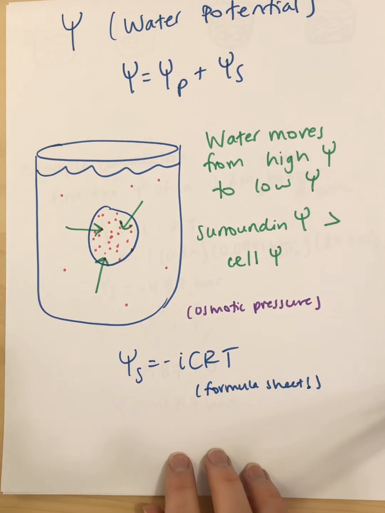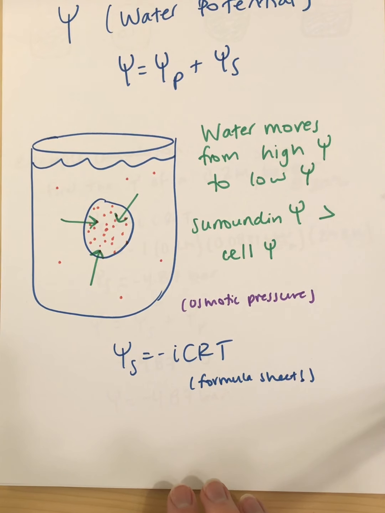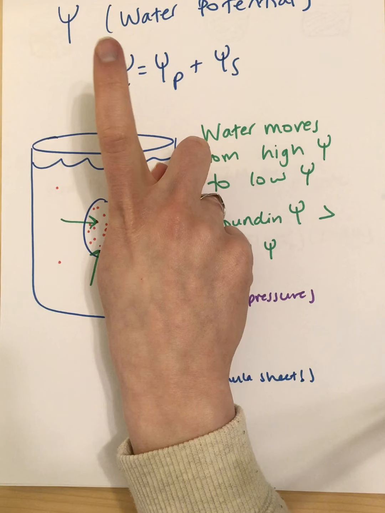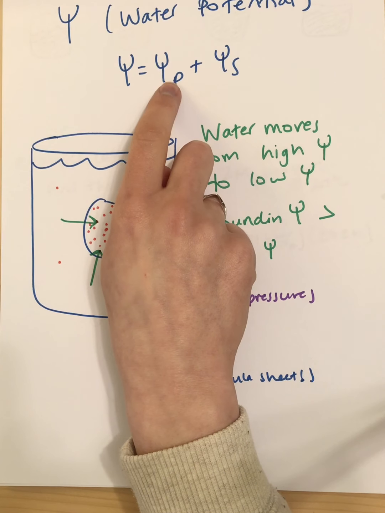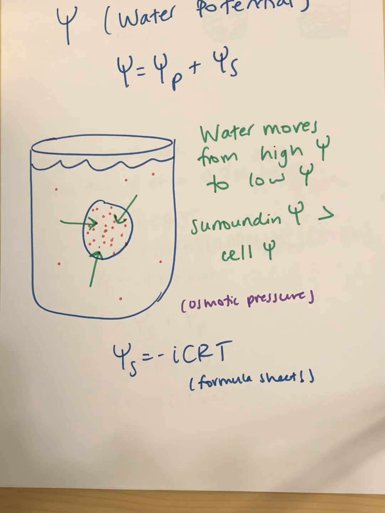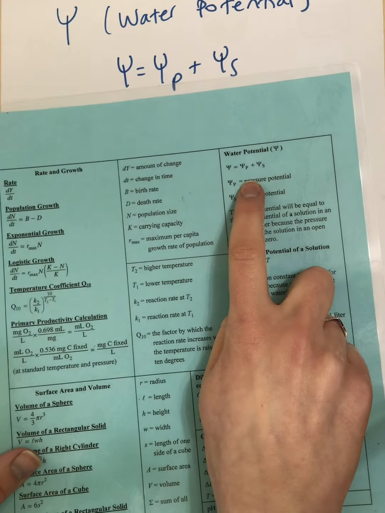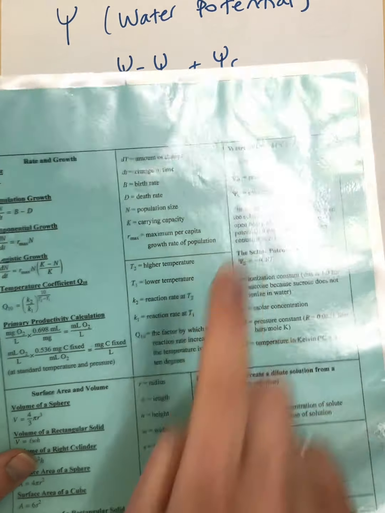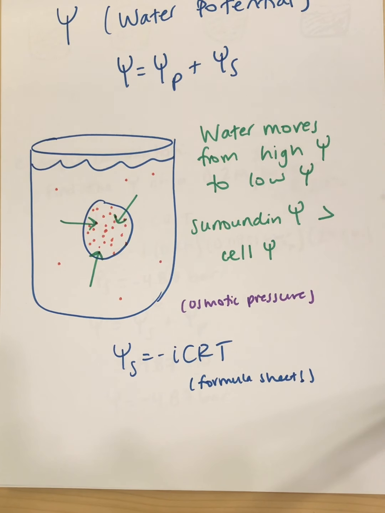So one way that we talk about tonicity is by talking about the water potential of a solution or of a cell. As a reminder, the formula for water potential is water potential equals pressure potential plus solute potential. You don't need to remember this because it's on the formula sheet right up here, which you're going to have access to for the AP exam.